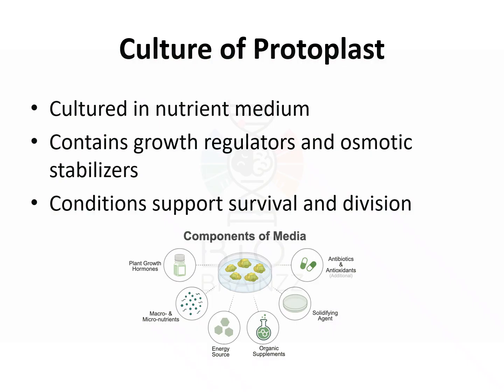Equally important is the presence of osmotic stabilizers such as mannitol or sorbitol in the culture medium. These components maintain osmotic balance and prevent the fragile protoplast from bursting. Under optimal conditions, the protoplast begins to synthesize a new cell wall, regain structural stability, and prepare for cell division. Thus, proper culture conditions are essential for transforming an isolated cell into a regenerated plant system.